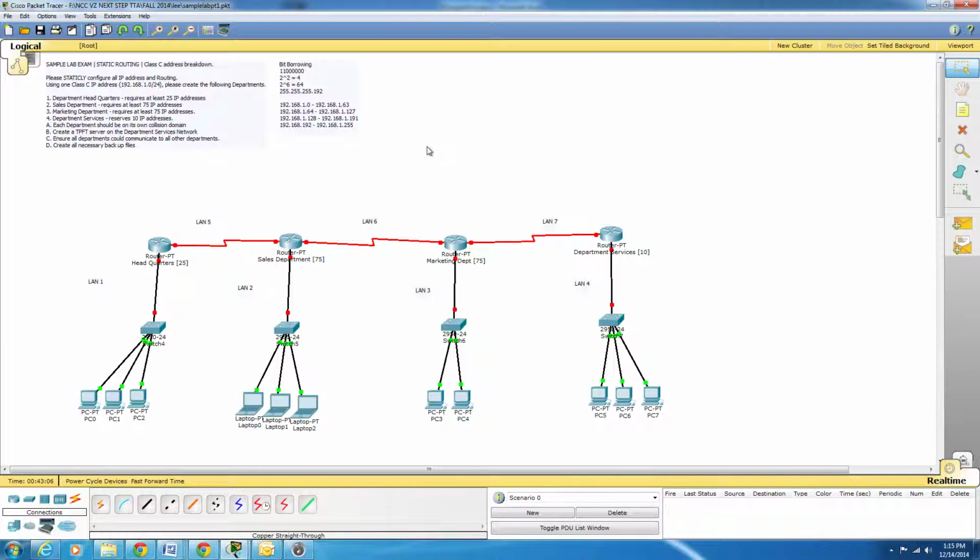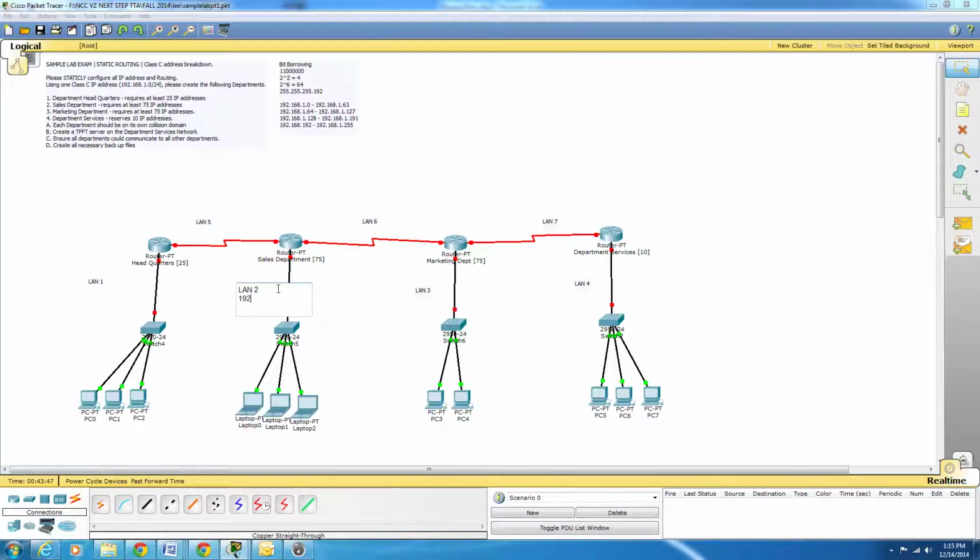Now that we have these IP addresses blocked out, what we want to do is see if we could use them anywhere else in our little program here. For this one, 75 IP addresses are required for sales, and another 75 are required for marketing. So I'm going to take the first block of 64 IP addresses and use them for sales, which is this LAN 2. Let me just write that down.